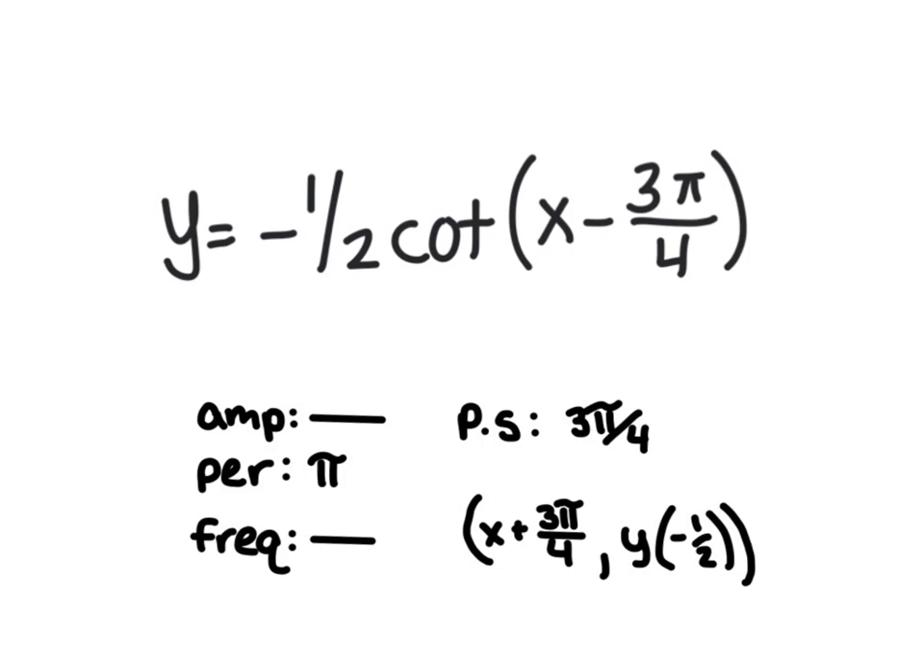My function does not have an amplitude or frequency because cotangent is not a wave and has vertical asymptotes. The period is pi over the absolute value of b, and the b of my function is 1, so pi over the absolute value of 1, which makes the period pi. The phase shift of the function is -c over the absolute value of b. The c in this function is -3 pi over 4, and the b is 1, so it's 3 pi over 4 divided by 1, making the phase shift 3 pi over 4, causing the graph to move right 3 pi over 4.